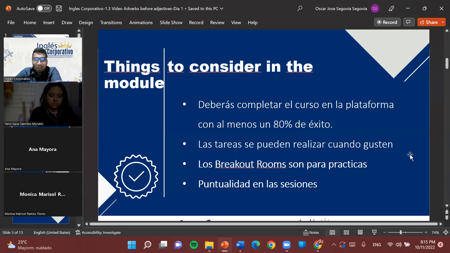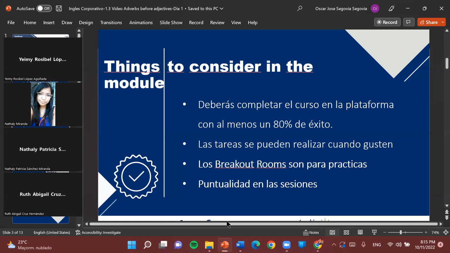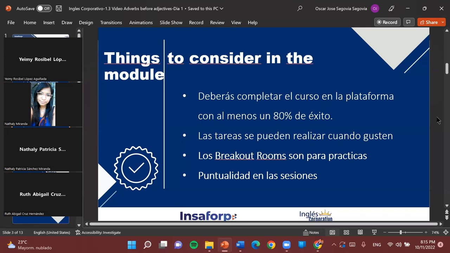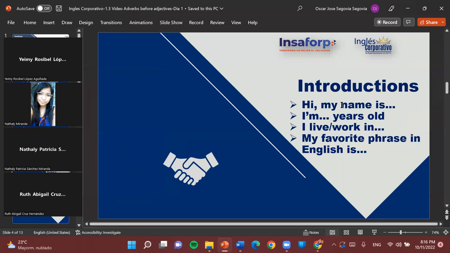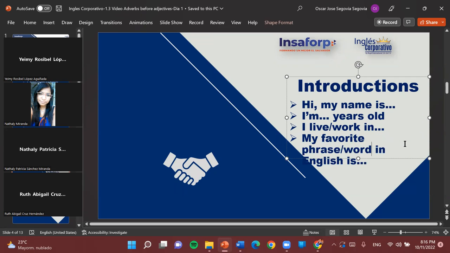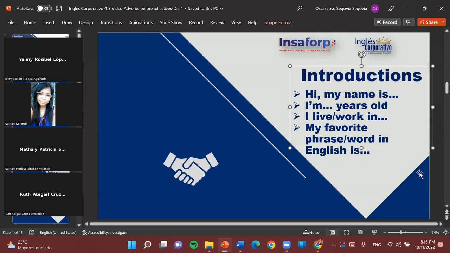Now that we have clarified some of these things, we're going to move on to the next section, which is going to be your introductions. So here we go. We're going to be getting to know one another, and we're going to do it by following these simple steps. We're only going to be introducing ourselves by our names, our age, and the place where we live, work, or study. And then I will let you think of your favorite phrase in English. If you don't know a phrase just yet, or if you have forgotten about a favorite phrase you heard that you like a lot, we can mention a favorite word.